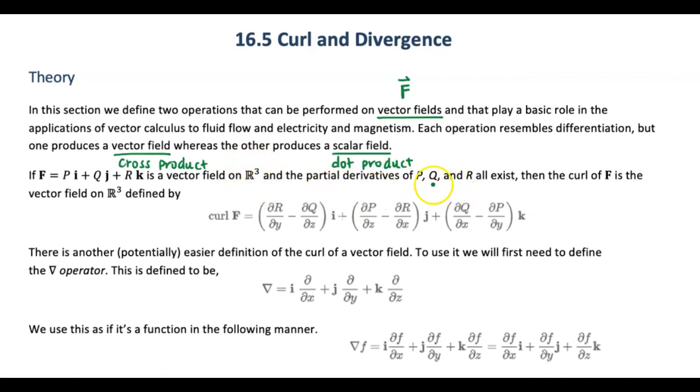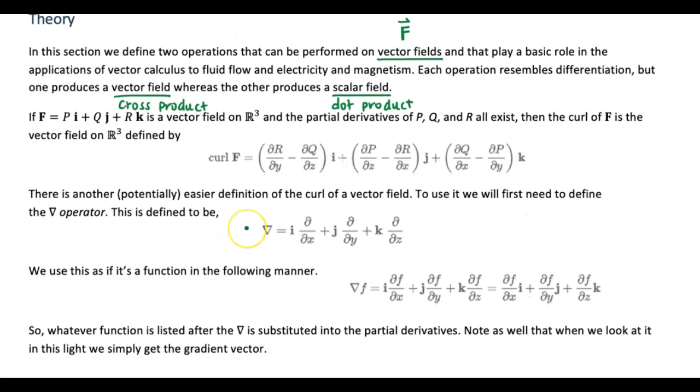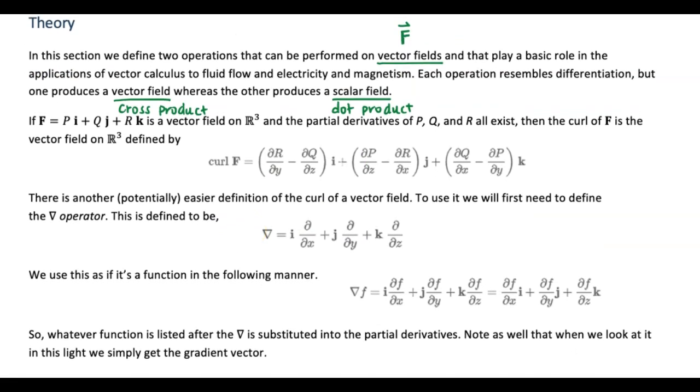And if the partial derivatives of P, Q, and R all exist, then the curl of F is the vector field defined by this equation. Now this equation is a little bit complicated, and we don't want to have to memorize anything like this. And so we've got a significantly easier way to do this.